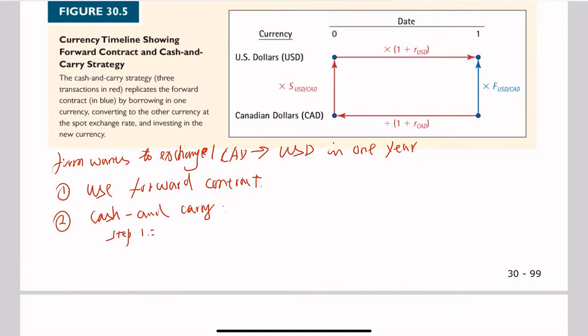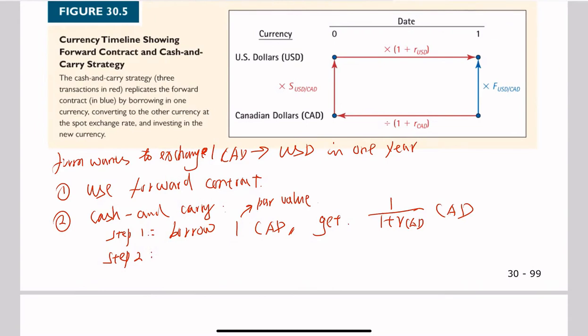Okay, so what the firm will do is it will borrow 1 Canadian dollar, and this 1 Canadian dollar is the par value, which means the firm will have to return this 1 CAD in 1 year. And because the interest rate in Canada is RCAD, the firm will get this amount. Right? This is the amount of Canadian dollars the firm can actually get.